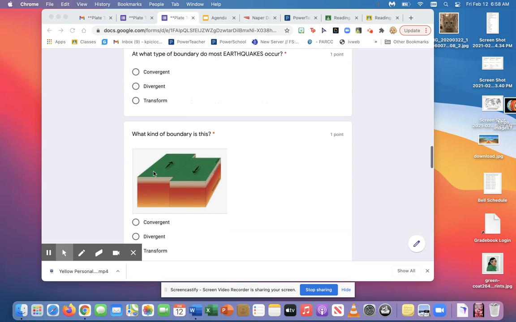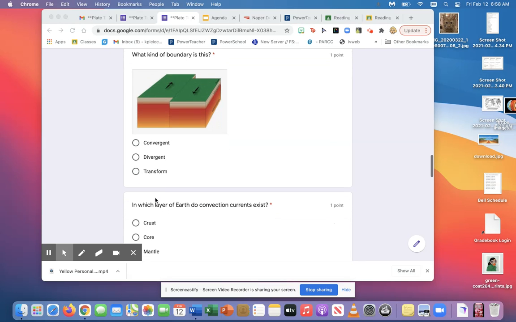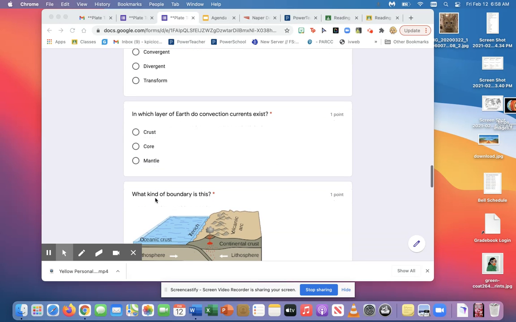Okay, next question. What kind of boundary is this? Notice the way the arrows are moving. They're moving in opposite directions, so they're sliding past each other. Is that convergent, divergent, or transform? Okay, the next question. In which layer of Earth do convection currents exist? Is it the crust, the core, or the mantle? So, where's that cycling of matter occurring? Which one of those spots?